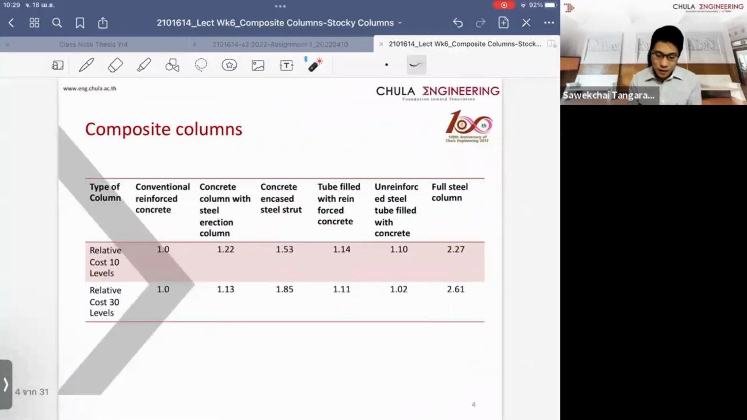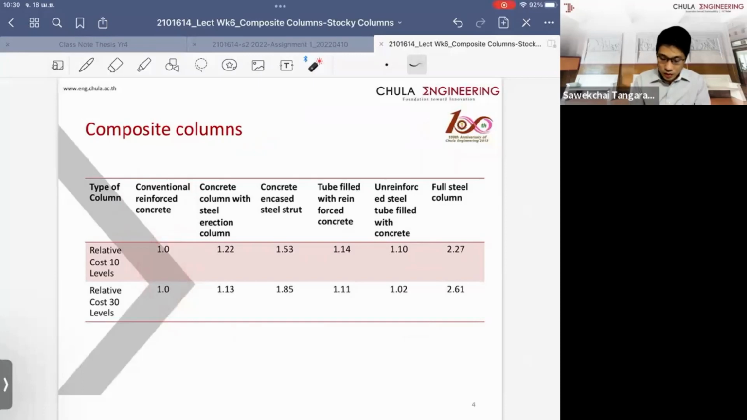So they explain the benefit of them, and they compare the relative cost. This is used in Sydney. If you talk about the costing to construct the composite column, for the conventional concrete, let's say the unit price is equal to 1, right?